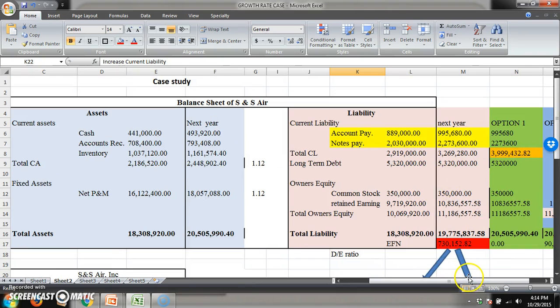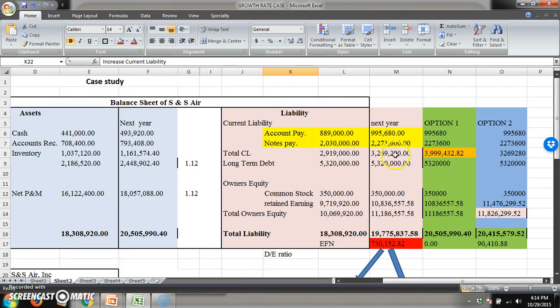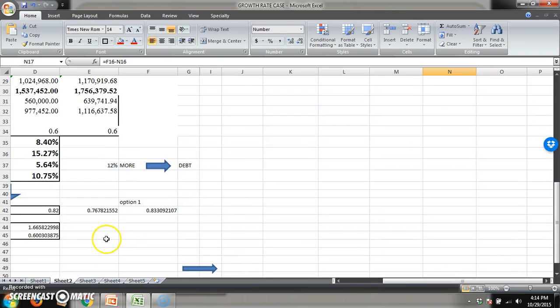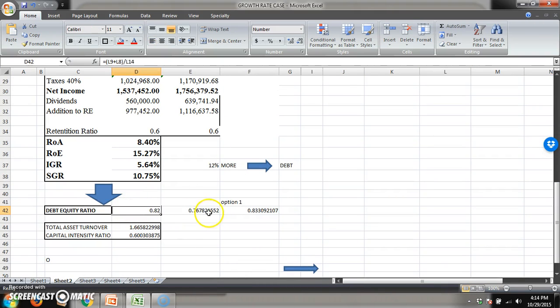Okay, so in the green column we can see that I have increased the current liabilities by the amount of $730,000. After increasing it by $730,000, my assets become equal to liabilities. My external financing, which now I need, is zero. The consequent changes that we have to see are in the debt equity ratio. The debt equity ratio decreased because of increase in equity, but if we have to grow at 12%, we have to include debt.